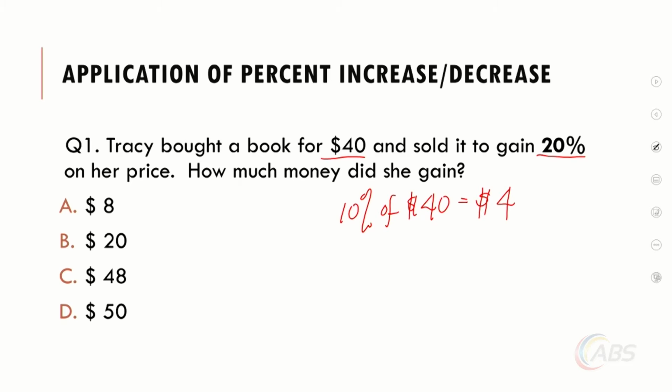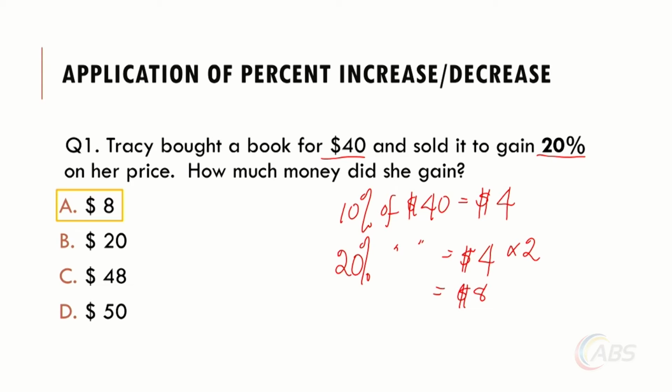So now that we have 10%, we can find 20%. So 20% of $40 is going to be $4 times 2. And 4 times 2 is 8. So our answer there is A, $8.